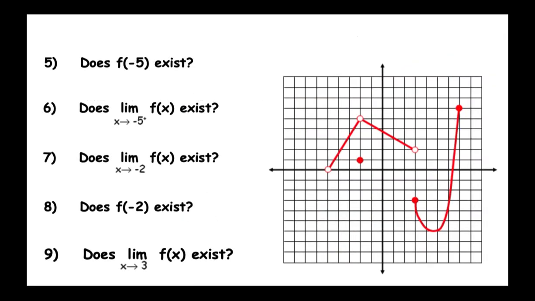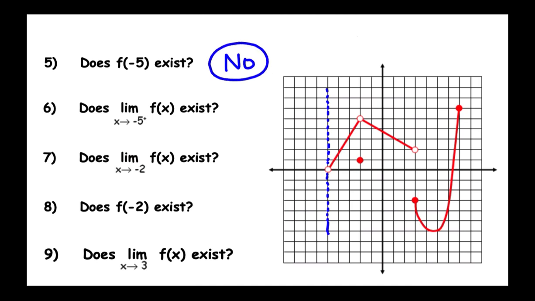All right, all 5 of these are just yes-no questions. Does f of negative 5 exist? In other words, if you go to negative 5 and you draw, this is not an asymptote, by the way, if you just draw a vertical line. Is anybody home along that line? Well, it's an open circle there. Nope. f of negative 5 does not exist.